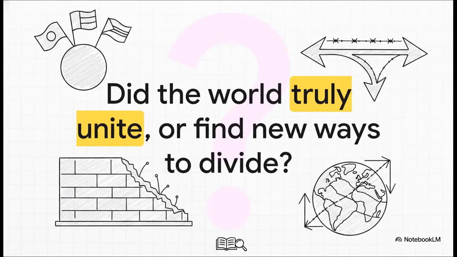As we wrap up this explainer, I want to leave you with a pretty big question to ponder. With the Cold War over, did the world truly unite, or did we just find new ways to divide ourselves? We've seen how decolonization birthed entirely new nations and how incredibly rigid ideological lines split the globe for half a century. While the Iron Curtain fell, understanding this history is absolutely crucial to understanding the geopolitical lines that are still drawn today.